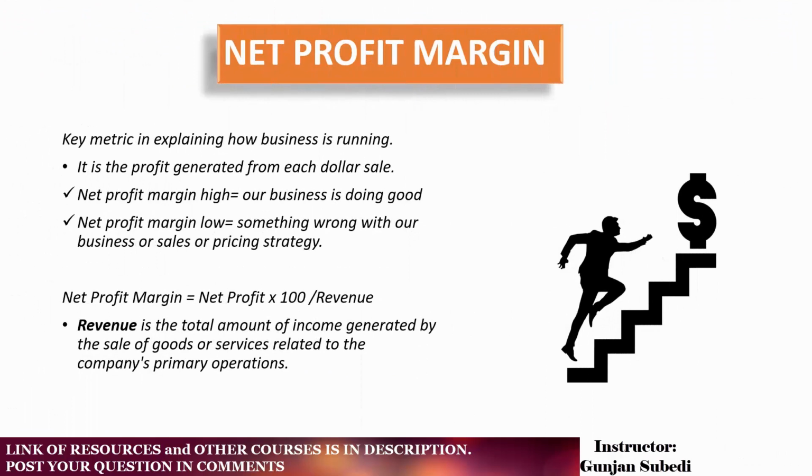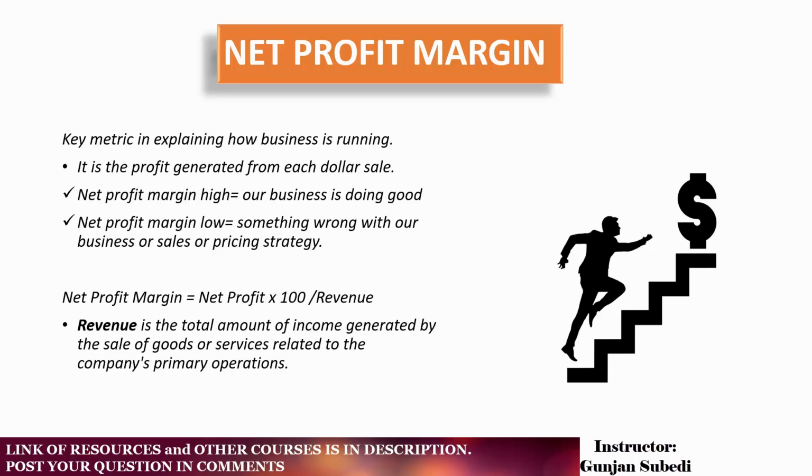Another important financial key performance indicator is net profit margin. This indicator is a key metric in explaining how the business is running. So what is net profit margin? It is the profit generated from each dollar of sale. When the profit margin is high, we can say that our business is doing good. When the net profit margin is low, it means that there is something wrong with our business or sales or pricing strategy. Let's look at the formula.